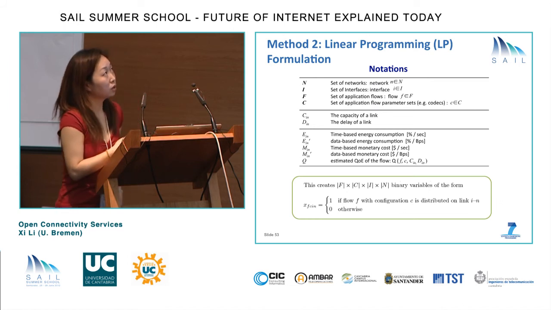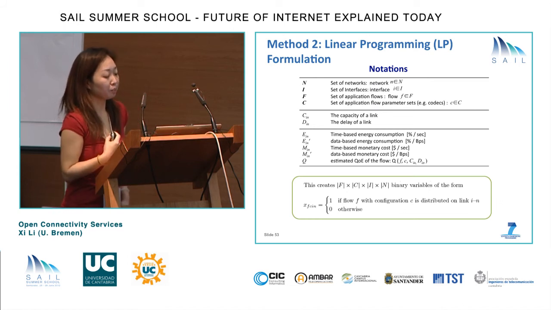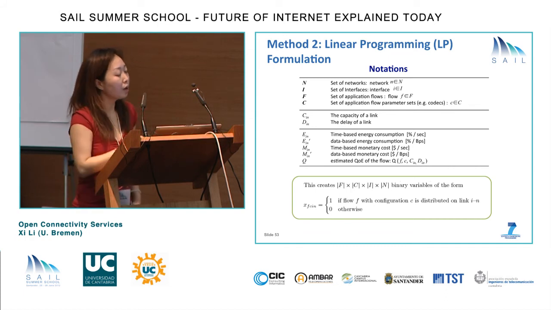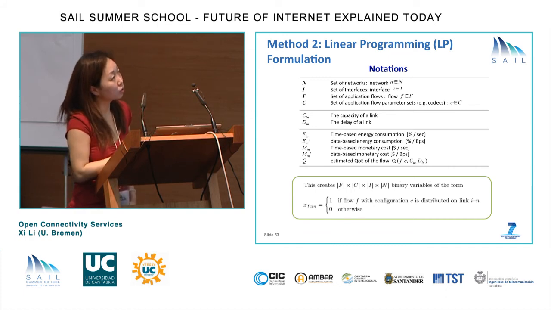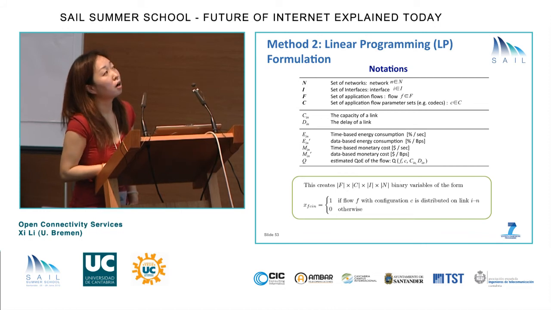So this is the input of a given scenario, and in addition, we also describe the quality of service of different access networks. One is the capacity of the given link. The other is the experienced delay of this access link.